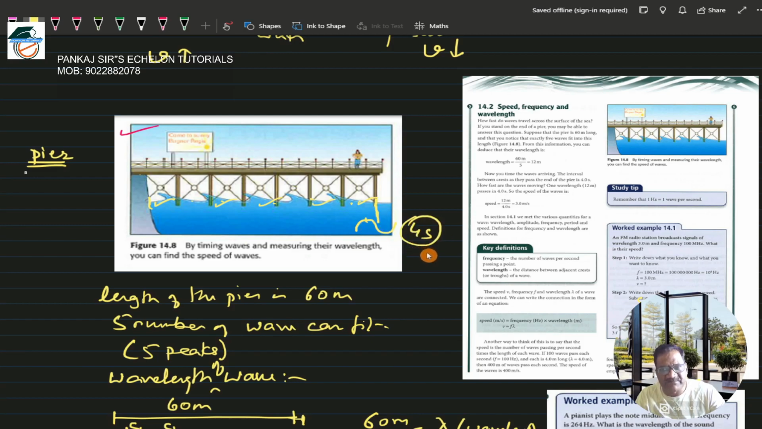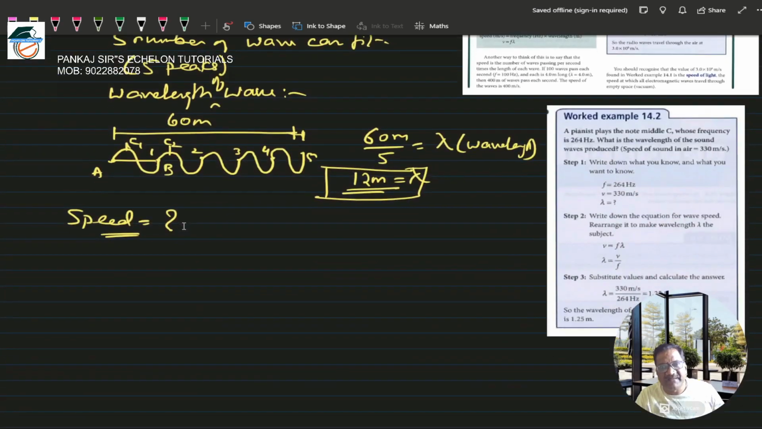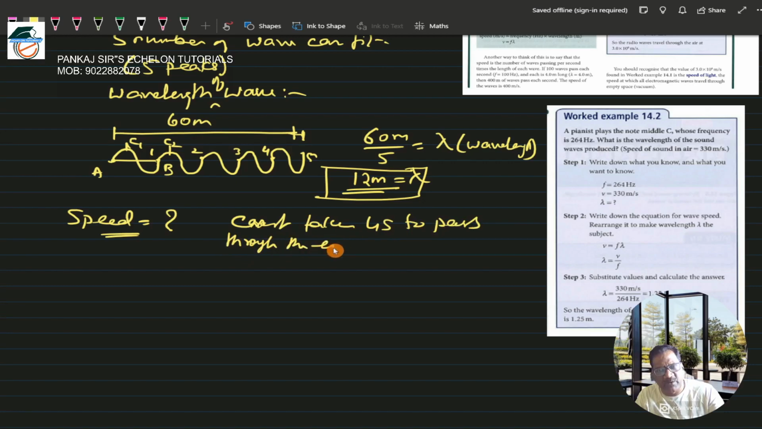So this 4 seconds represents what? When one crest is passing through a point, that means one wave is passing through a point, and when one wave is passing through a point in 4 seconds, then obviously that 4 seconds will be nothing but the time period. So he is saying in the question that a crest takes 4 seconds to pass through the end point of the pier. This implies that your T is equal to 4 seconds, isn't it?